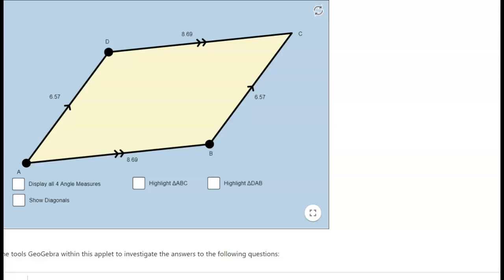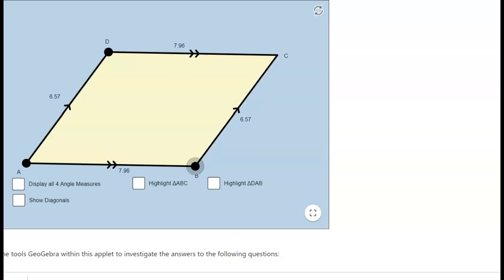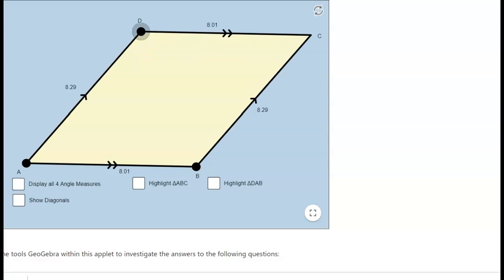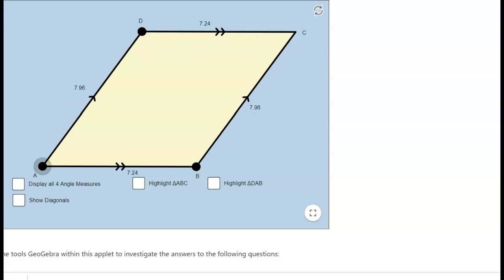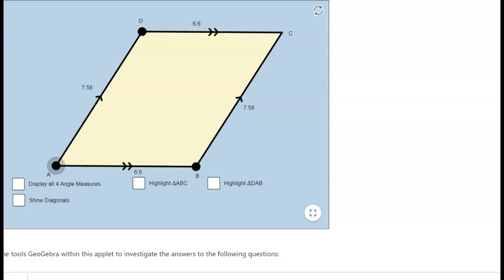If you look at the opposite sides, what do you notice? I'm going to drag this point. Is your observation still true? I'm going to drag it again and again. And hopefully you realize the opposite sides are also congruent. So we have 6.6 for DC, 6.6 for AB, 7.58 for AD, 7.5 for BC.